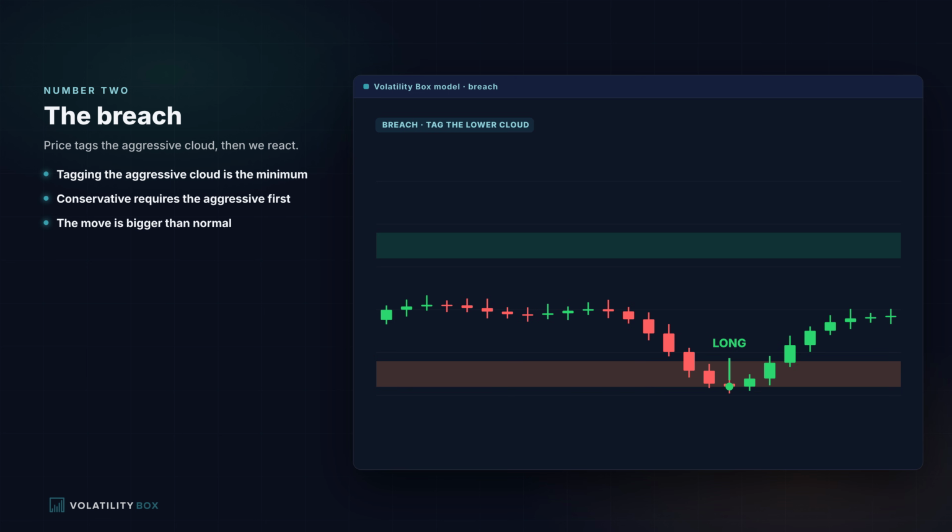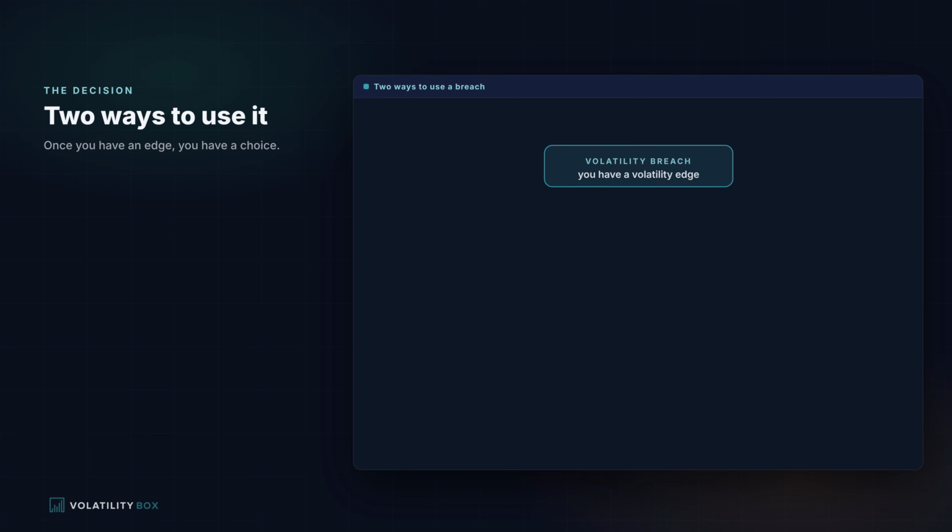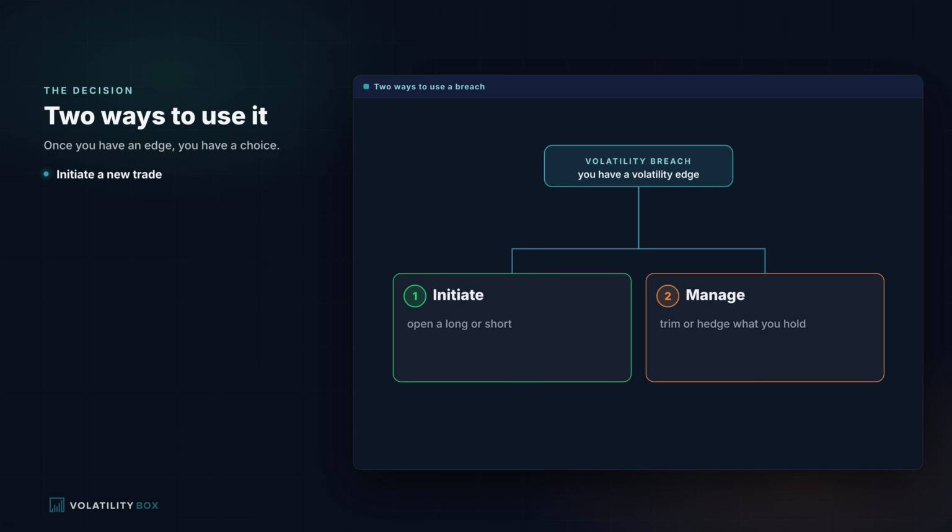Now when we have one of these breaches, that's what we're paying attention to. That's telling you that currently this move that's happening, it's bigger than normal, so pay attention to it. We need to determine if this volatility edge is one that we want to trade. Now there's two ways to use this breach information. One is to initiate new trades, and the second is to manage existing trades.